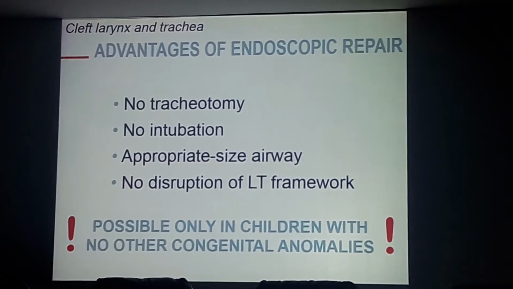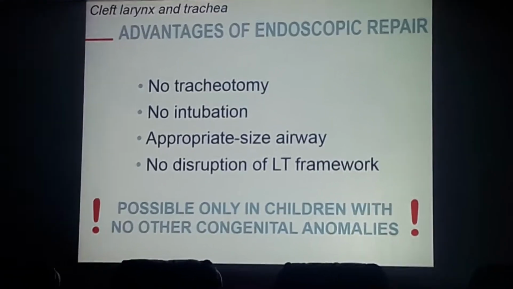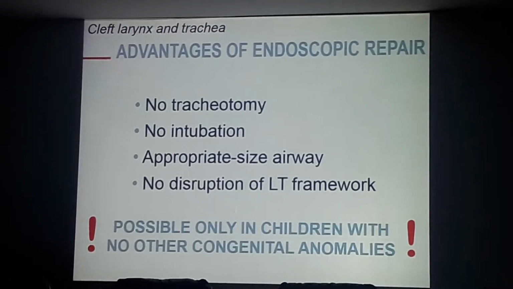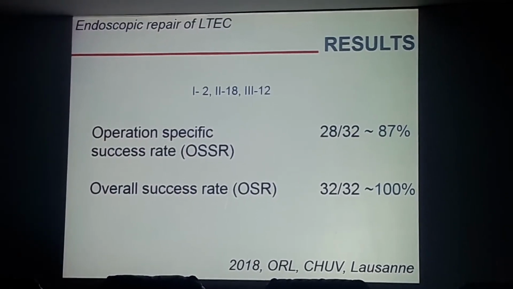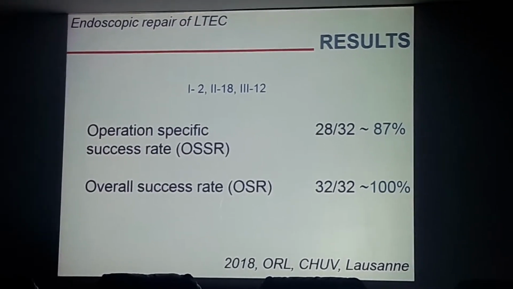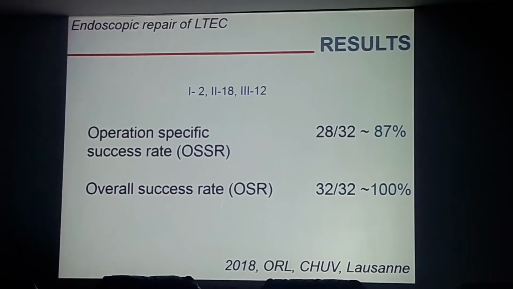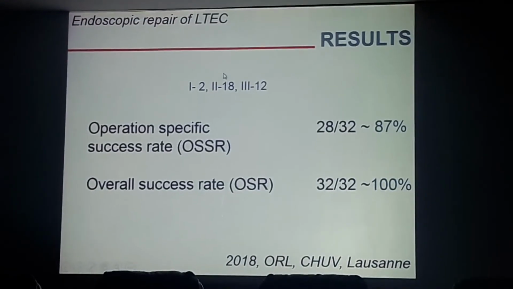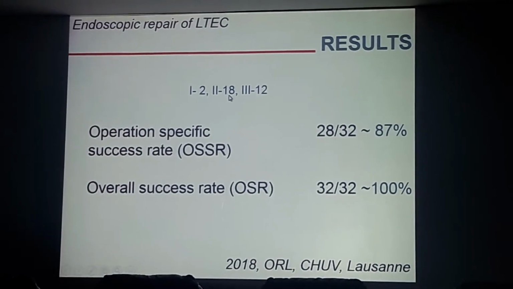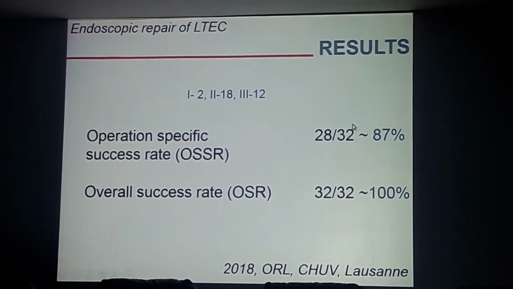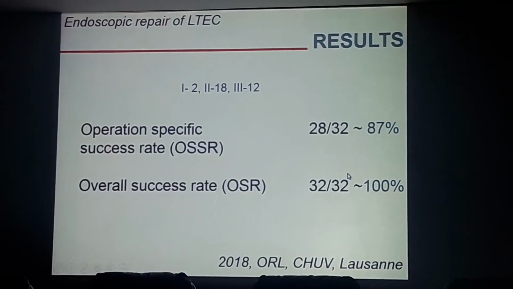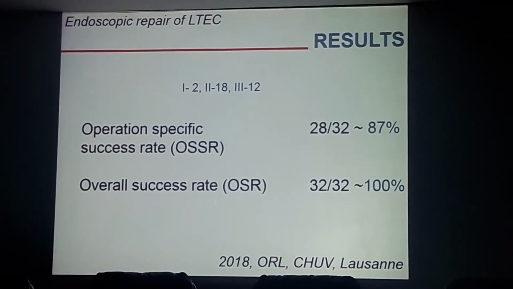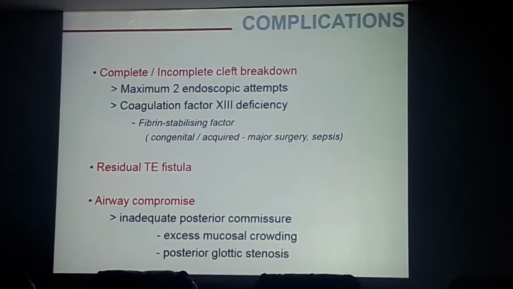The problem is that in certain cases it's not possible, so you need to put the right cases in your books so as to have the right results. The majority of endoscopic procedures have been for type 2s and type 3s, and our operation-specific success rates are about 87%, with the remainder requiring a revision surgery, and they eventually give good results.